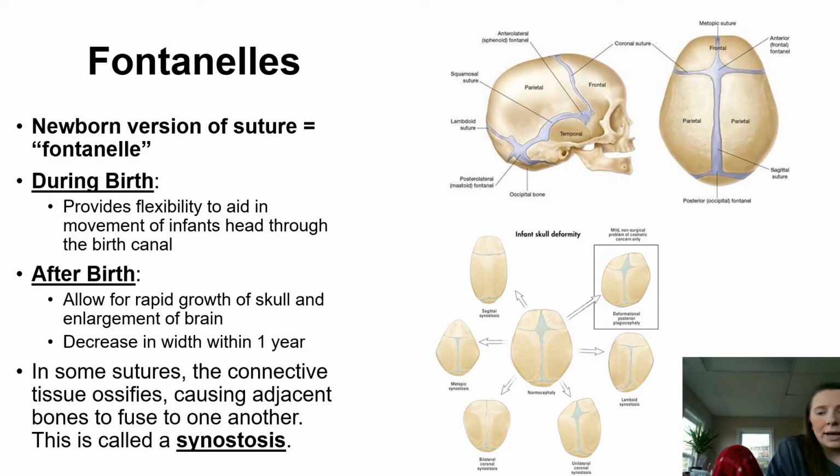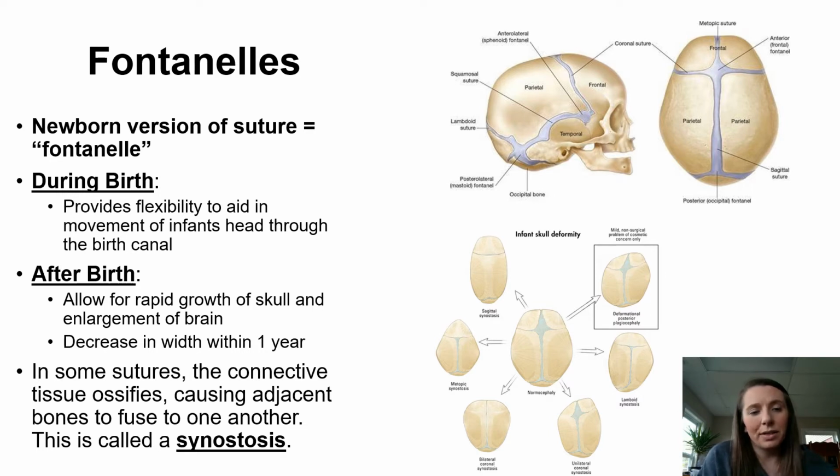So I just talked to you guys about sutures, but as a reminder, sutures form and solidify later in life, because whenever we are born, we have what are called fontanelles. And so the newborn version of a suture is called a fontanelle. What's great about these, and what I told you in lab, is that fontanelles have a couple of purposes. During birth, fontanelles provide the flexibility to allow the skull to get smaller so that the infant can actually move through the birth canal.